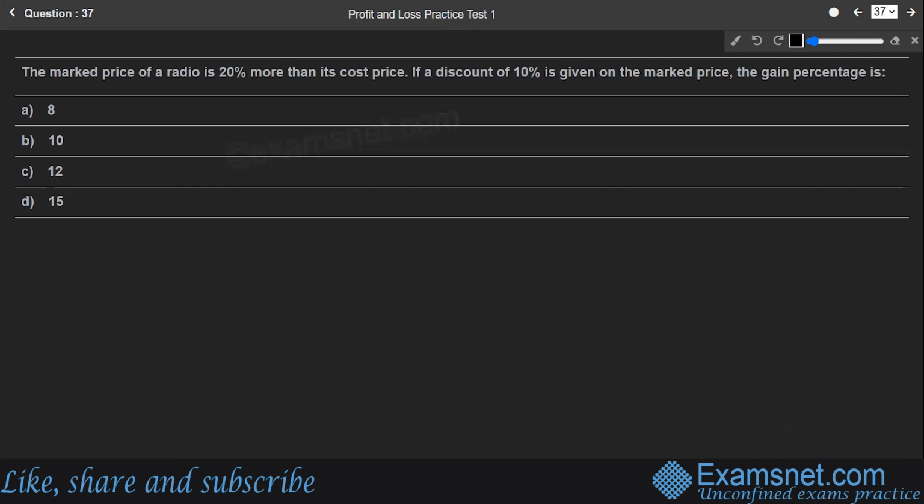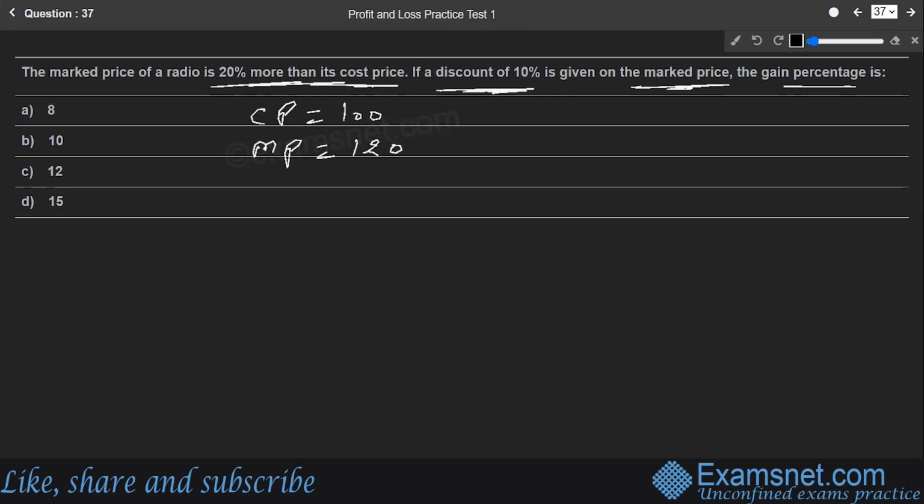Now, if the mark price of a radio is 20% more than the cost price, and a discount of 10% is given on the mark price, the gain percent is? Now, there is no value given. Whenever there is no value given and only the data is in percentage, we can anytime assume the cost price to be 100. So let us say the cost price is 100 rupees. Then they say the mark price is 20% higher. So the mark price should be 20% higher than 100, which is nothing but 120. This is the mark price.